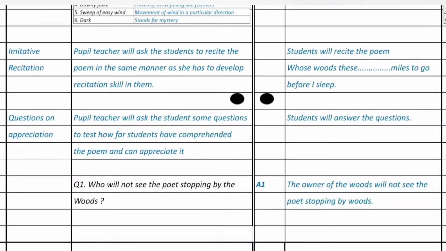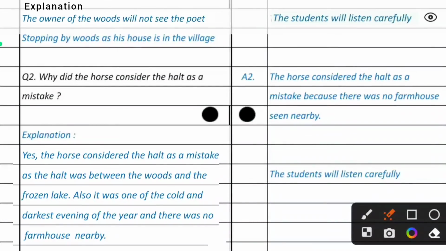And the expected answer will be, the owner of the woods will not see the poet stopping by the woods. Now the pupil teacher will explain the answer to the students and she'll say, yes, the owner of the woods will not see the poet stopping by the woods as his house is in the village. Then she'll ask the second question, why did the horse consider the halt as a mistake?